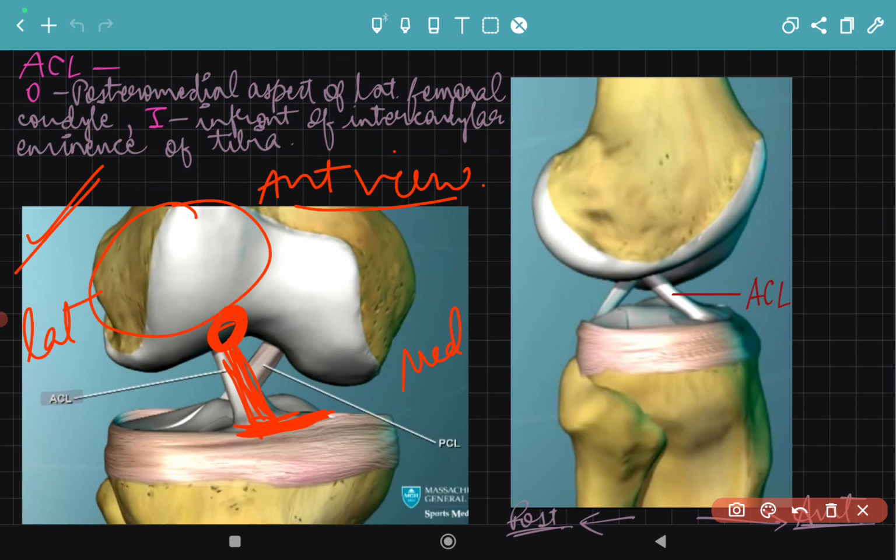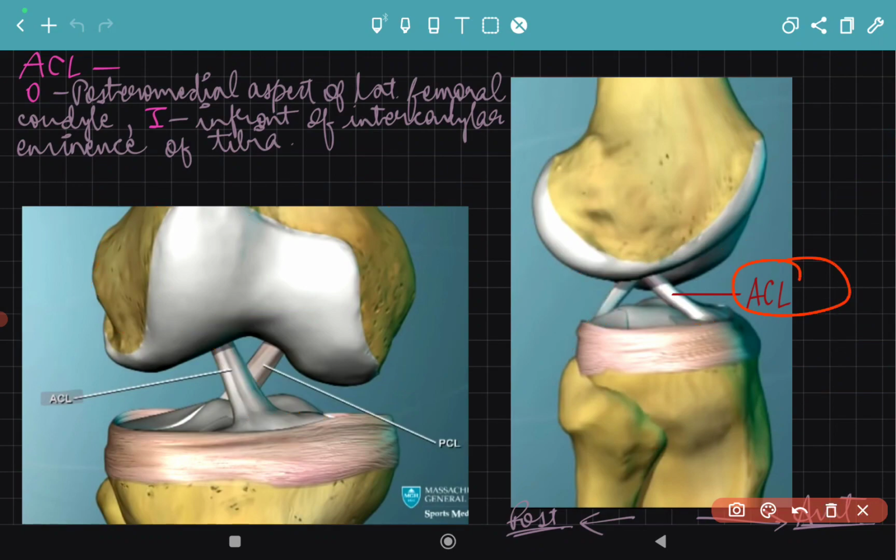Hence, what it does is, again the same thing, it will prevent the excessive anterior translation of tibia. As we can see, the PCL is attaching somewhere backwards, hence the name posterior cruciate ligament, and both of these ligaments are forming a cross, which is, as I said, hence the name cruciate is given to the ligament.